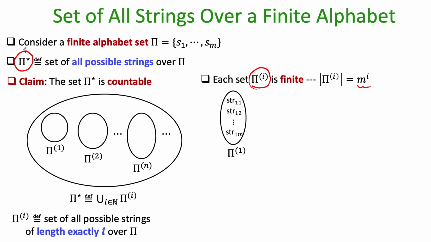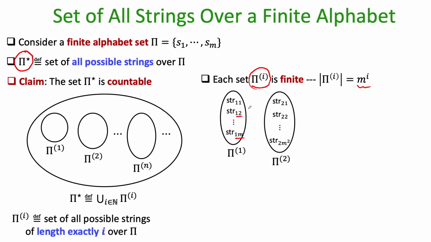So here is how we can list down all the elements of the set Π* without missing any of them. Since the set Π^1 is finite, it will have an enumeration of its elements. So let that enumeration be this. The first string in Π^1 is denoted as str11. The second string is denoted by str12, and so on. So in the subscript I have two variables. The first index denotes the subset in which the string belongs, and the second subscript denotes the ordering of that element within that subset.